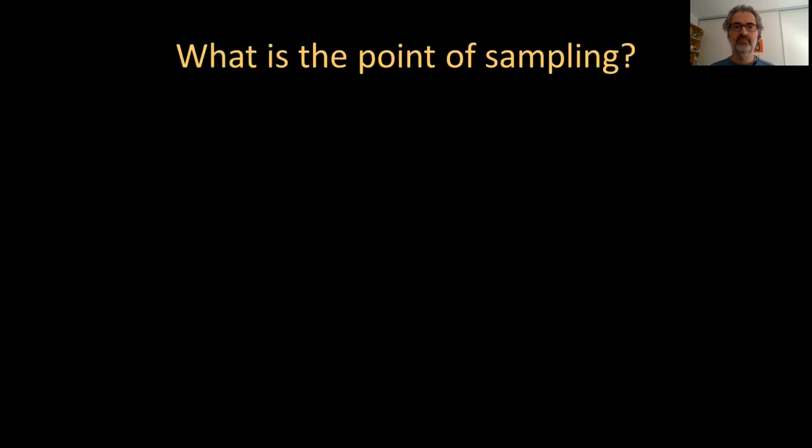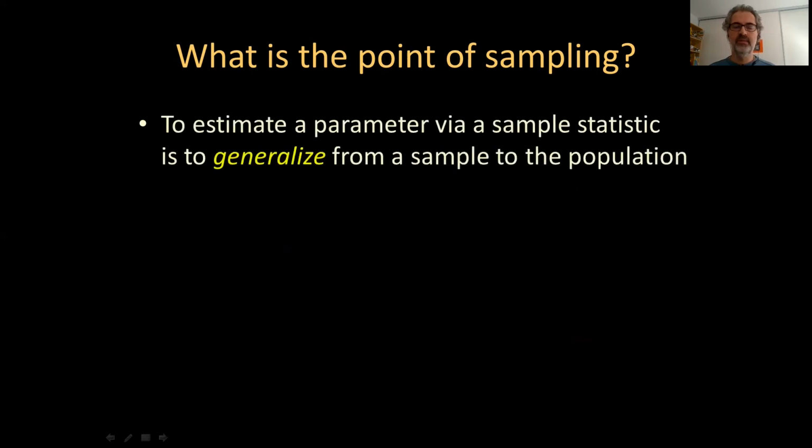Now let's go back to sampling. What's the point of sampling anyway? The point of sampling is to be able to use your statistic as an estimate for the parameter. In other words, the point of sampling is to be able to generalize to the population. Use your specific sample and whatever you can calculate from that in order to draw inferences about the population. So generalization is what you're usually after.